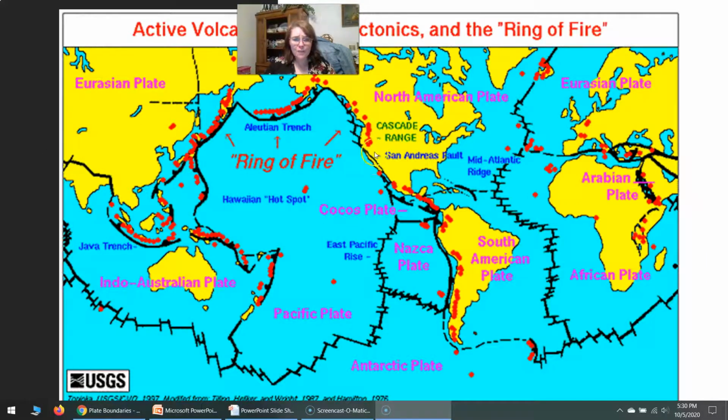So I wanted to show you a couple of cool maps, or maps that I think are cool.